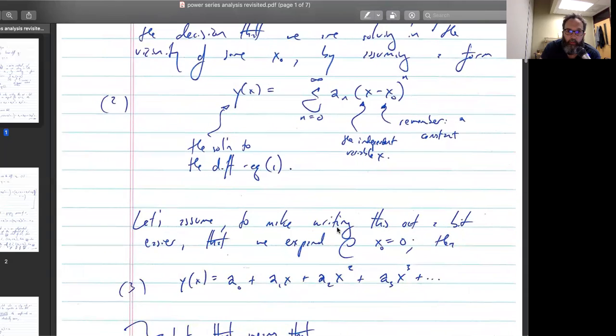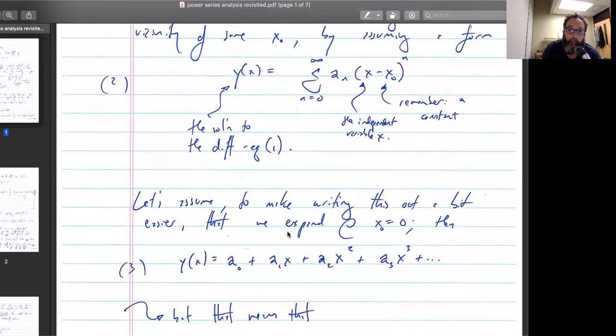Okay, so let's write this out. And we're going to say, for the time being, just to make doing this derivation a little tidier, we're going to say that x naught is equal to 0. Which is just a question of choosing our coordinate system in a helpful fashion, right?